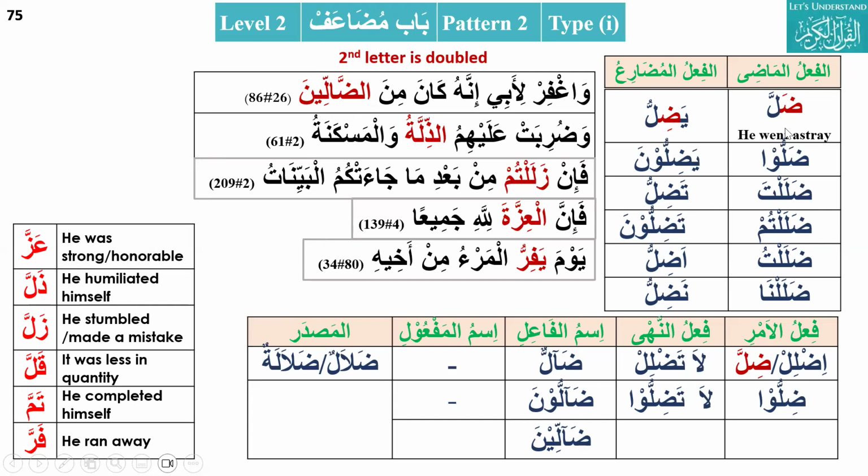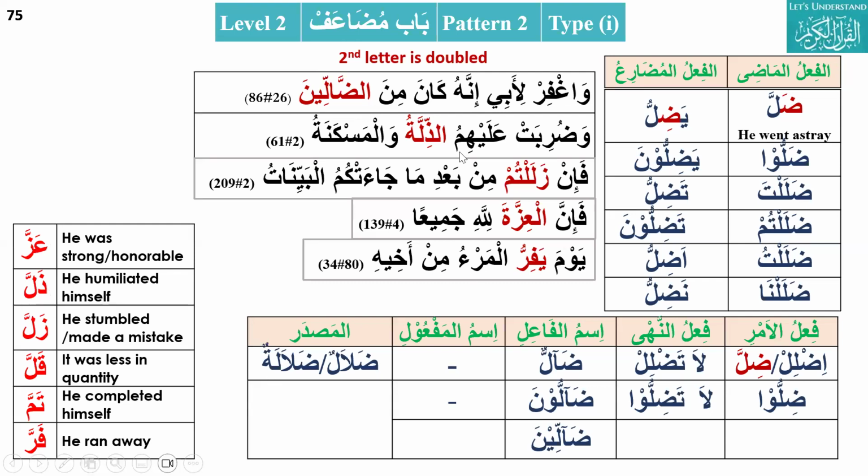Especially dalla is used a lot in azza. He was strong, he was honorable. Aziz. Azza ya'izzu. Zalla, he humiliated himself. Zalla, he stumbled, he made a mistake. Qalla, he was less in quantity. Tamma, for complete. Tammat bil khair. Tamma, he completed himself. Farra, he ran away. Farra yafirru, firar.